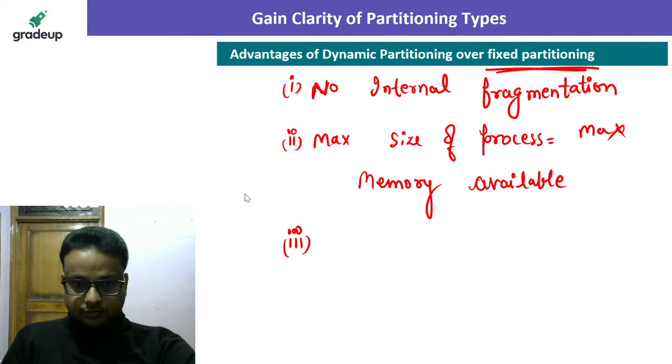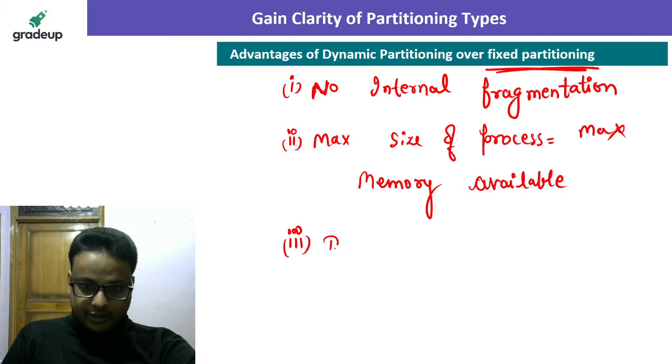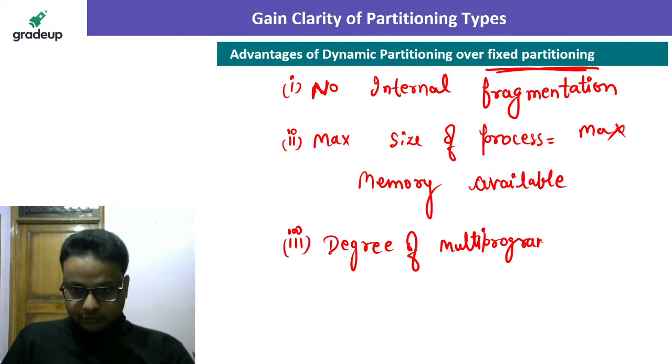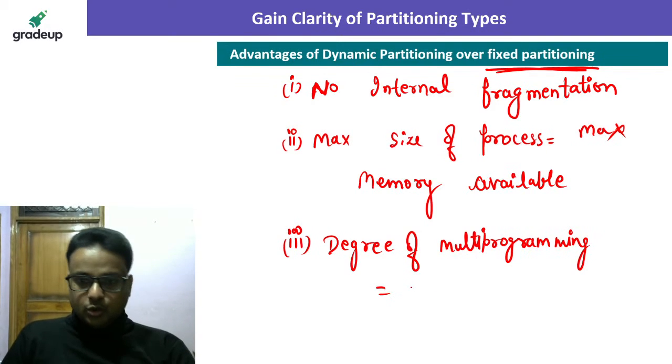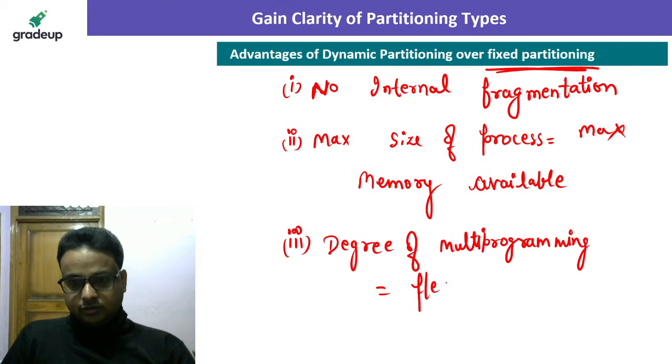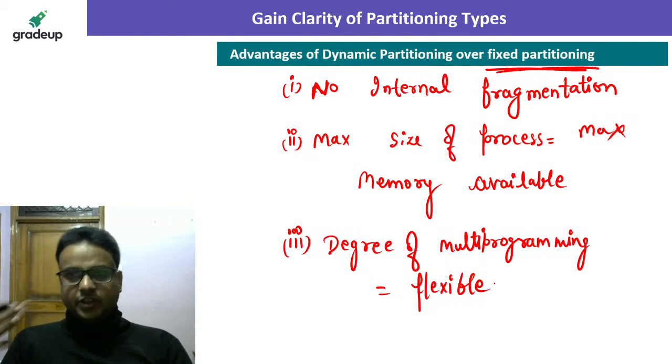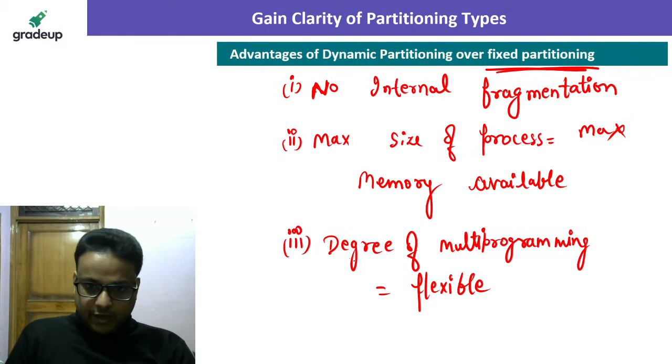And degree of multi-programming is equal to, it is flexible. Okay, we cannot say fixed number because here there is no fixed. So that is the reason we call degree of multi-programming is flexible.